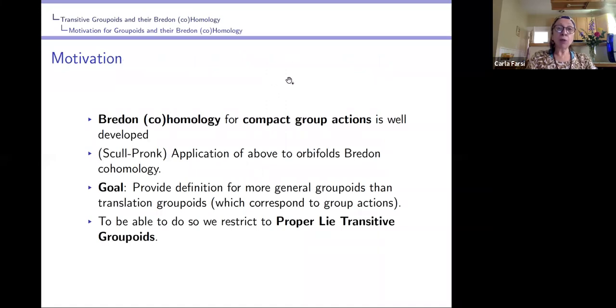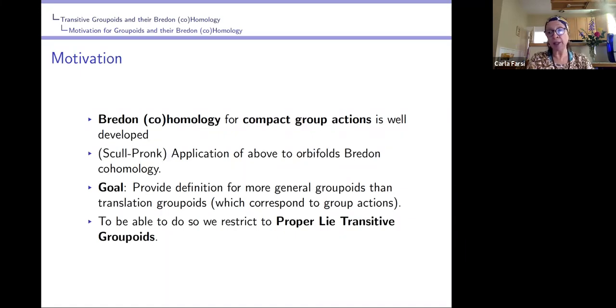So let me motivate a bit the Bredon. Why did we want to do Bredon cohomology or homology for groupoids? That's the main idea behind this. We couldn't really do this except for the transitive case.